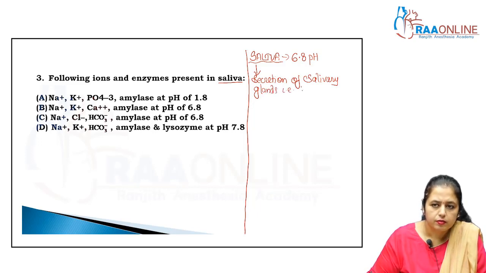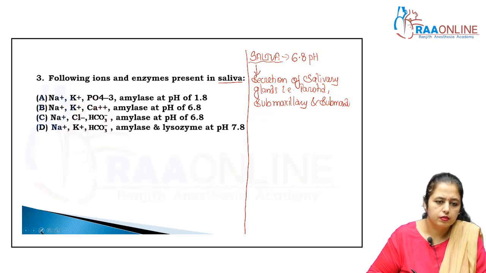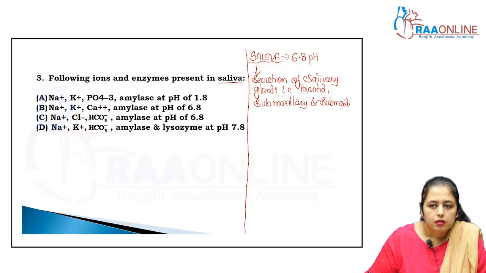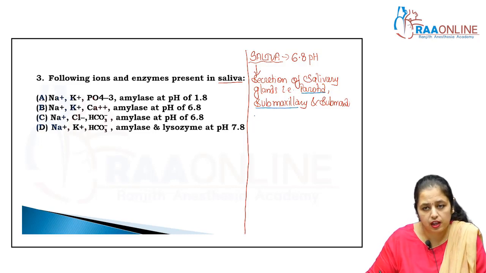That is parotid, submaxillary and submandibular, right? So what will happen? Parotid is the largest salivary gland, but submaxillary forms the maximum part of saliva, right?